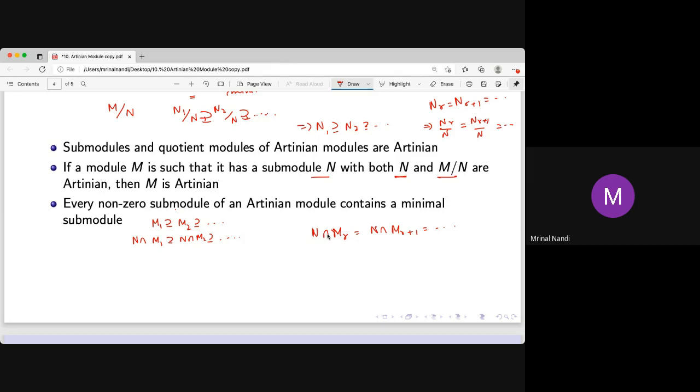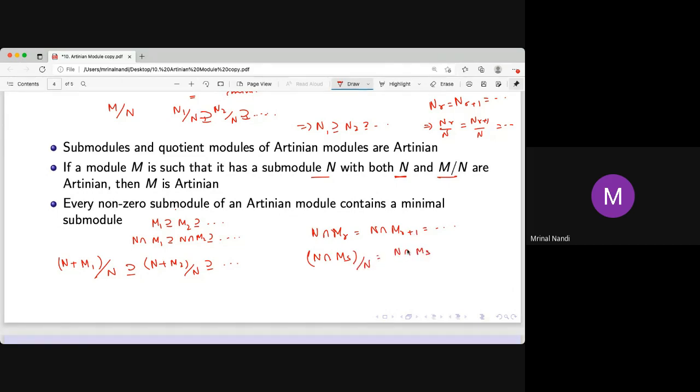Now we have to use the quotient also. So how do we use the quotient? You can't take M1 modulo N, because M1 may not contain N as a submodule. So we have to take N plus M1 as a submodule of M and then quotient by N, because N is contained in N plus M1, and then we have this chain condition on this quotient module. And once the quotient module has a chain condition, then again after some stage it is stationary. So some s may not be the same as r.